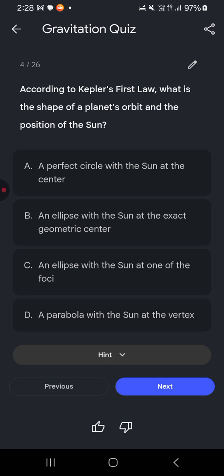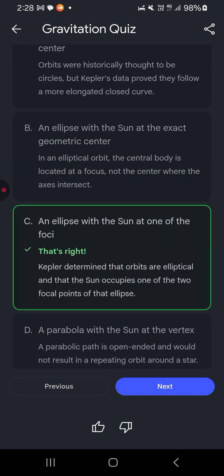According to Kepler's first law, what is the shape of a planet's orbit and the position of the sun? The correct answer will be an ellipse with the sun at one of the foci. Kepler determined that orbits are elliptical and that the sun occupies one of the two focal points of that ellipse.